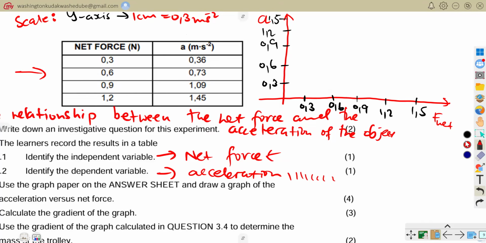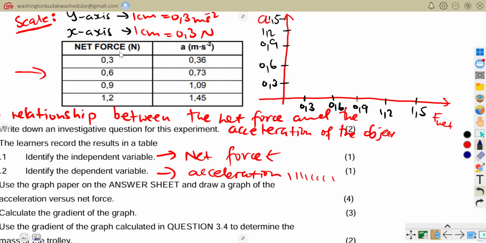Now, after that, I would also say on my x-axis, which is now my net force, let 1 centimeter also represent 0.3 newton. So that when I come and plot, I've already determined how my scale is going to be. Thereafter, I would come and start plotting my values.